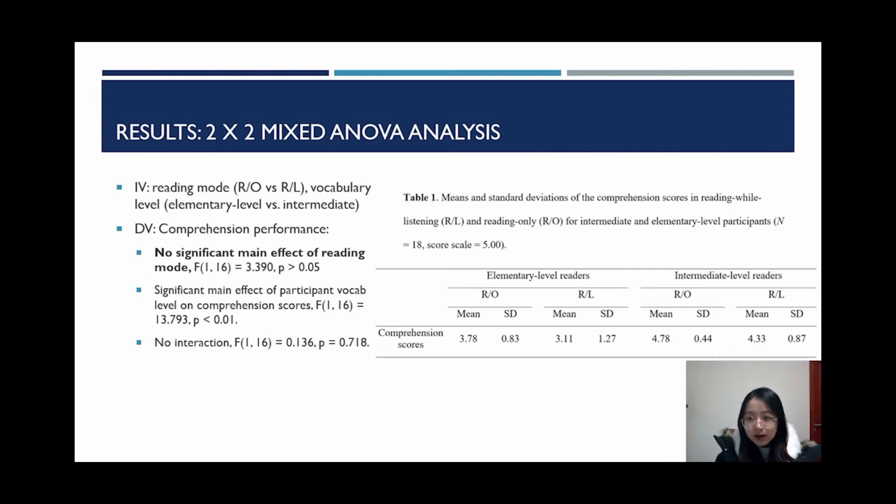Results. So in terms of comprehension accuracy, Table 1 shows the descriptives, and what we did is a 2x2 mixed ANOVA analysis because there are two groups of participants in two reading modes. The DV is comprehension accuracy, obviously, and what we found is there is no significant main effect of reading mode. This meets our hypothesis and also aligns with Conklin and Palliser's recent cross-sectional studies that there is no significant difference in comprehension accuracy for both groups of people. But we extend this conclusion to intermediate and elementary level readers.